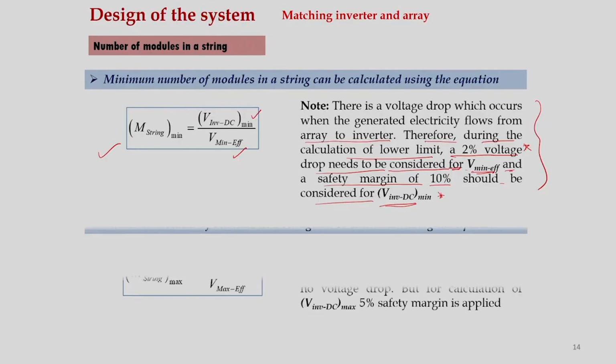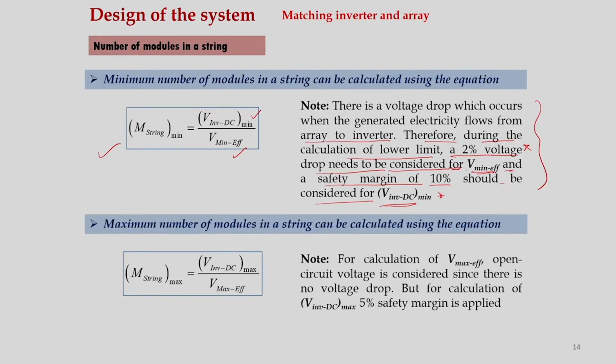So, how are we going to use those values for calculation of the minimum number of modules in a string? We are also interested to know the maximum number of modules in a string. In order to find out the maximum number of modules in a string, we need to rely on this V inverter DC max. Here it was minimum and here it is maximum, because MPPT variation will be there, minimum to maximum, and we need to use that voltage, and this V max effective which we have already discussed can be used to calculate the maximum number of modules in a string.